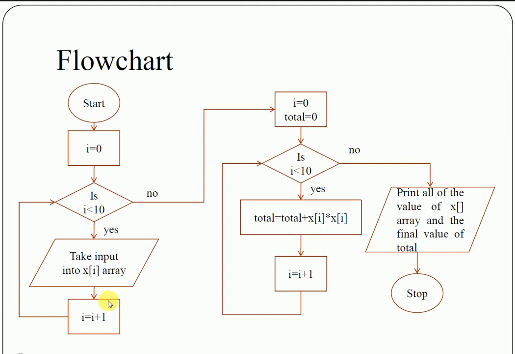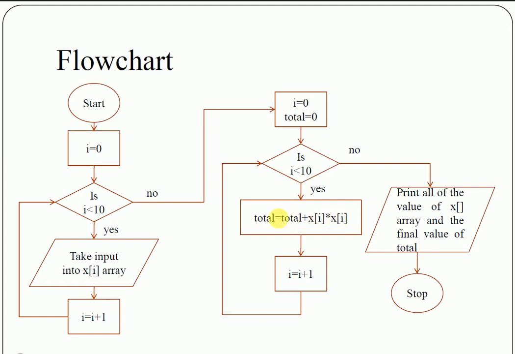After getting 10 inputs here, it will proceed to the next portion. Here initially again i equal to 0 and total equal to 0. Here i again represents the array position, and total represents the sum of the squares of the 10 elements. The condition is also the same: if i is less than 10 and it is true, then the equation will be total equal to total plus xi into xi.